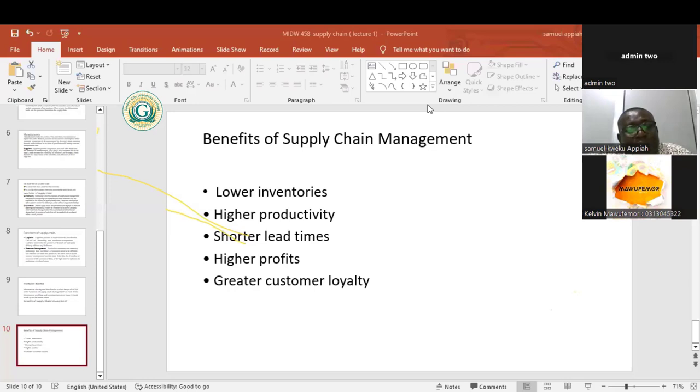So with an effective supply chain, where you have shorter lead times, you don't keep so many items because you know that your supply chain is effective. Anytime you need the item, within the shortest possible time, the items will be available. So you don't overstock as others do. Sometimes you overstock particular items, to the extent that you don't have money to buy the others.